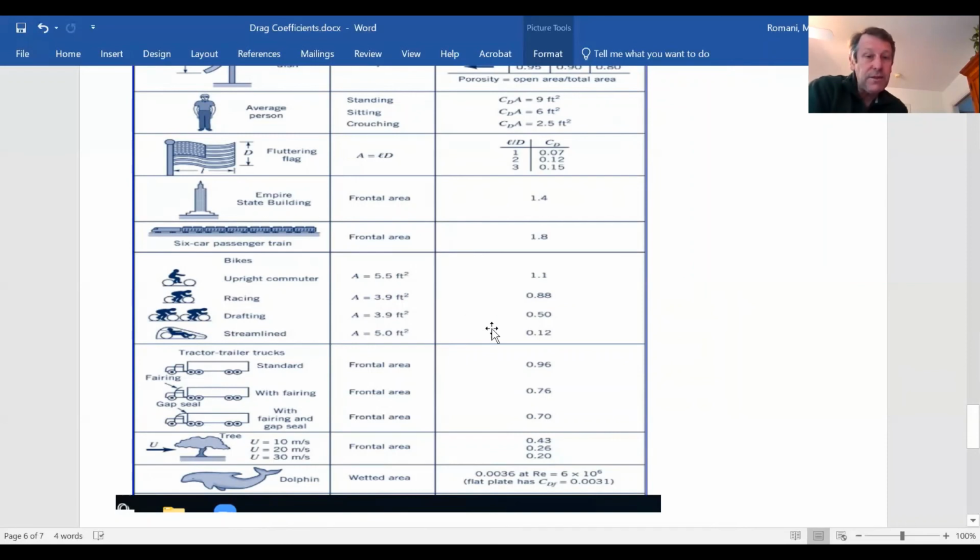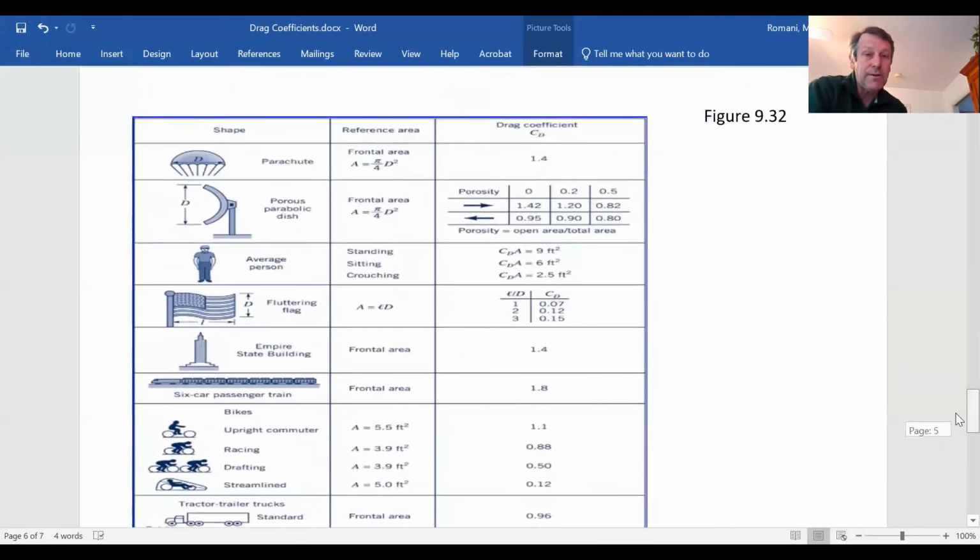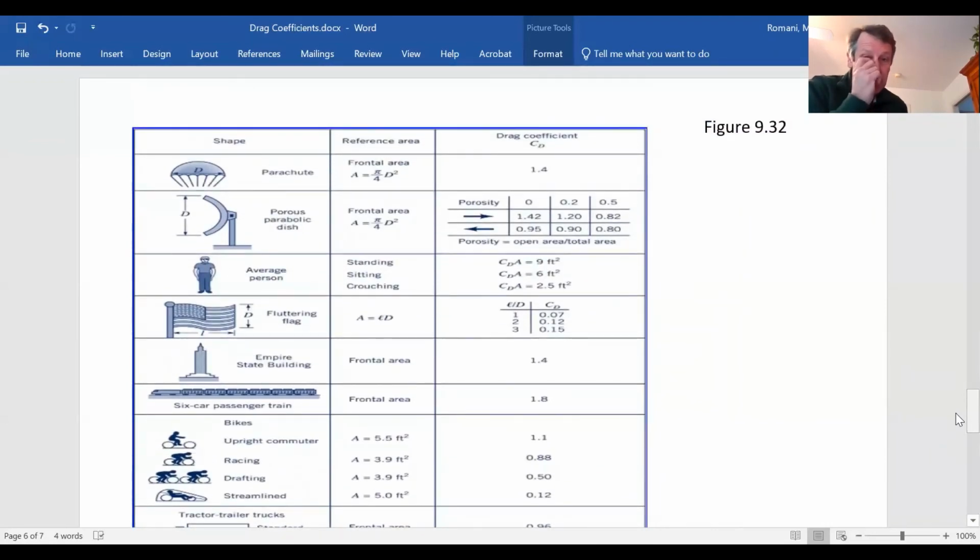So for biking, things are pretty well worked out. Flags, etc. This may all look like, wow, who took the time to do it? It turns out economically, there's all sorts of design decisions made on drag numbers, and we need some good way to do it. So it's worth working it all out. And there we go. We got the parachute in there. So the coefficient of drag is 1.4.